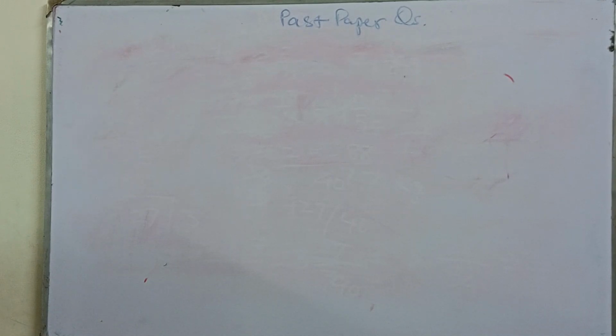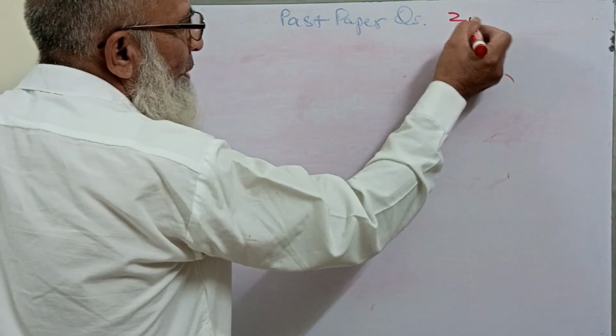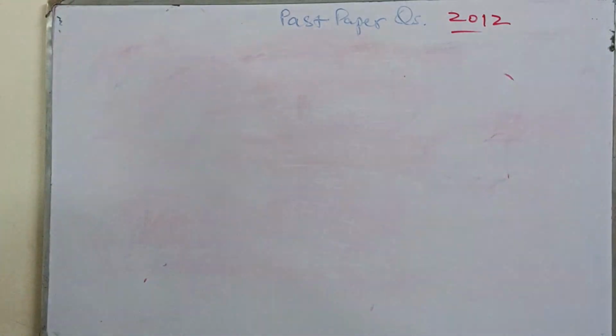Question number 5. Samantha invested $600 at the rate of 2% per year simple interest. Calculate the interest earned in 8 years. This was asked in paper 13, question number 4, October November 2012.